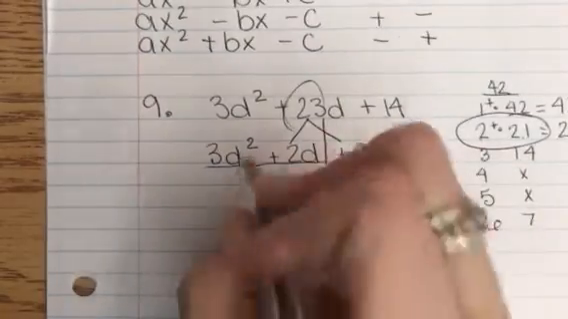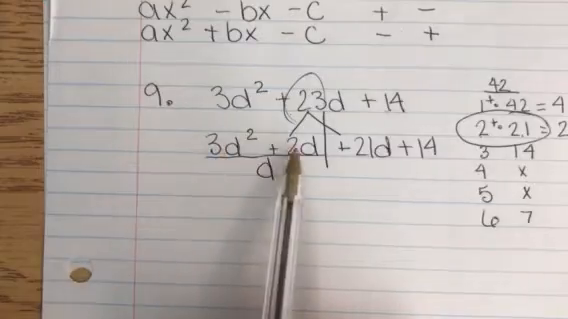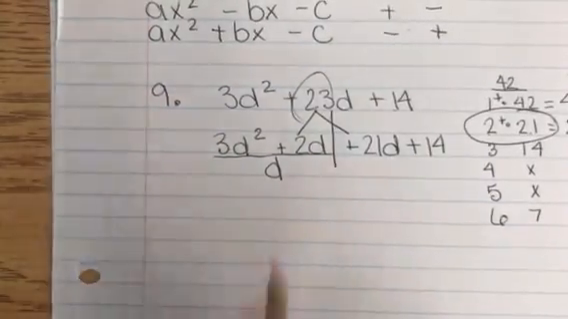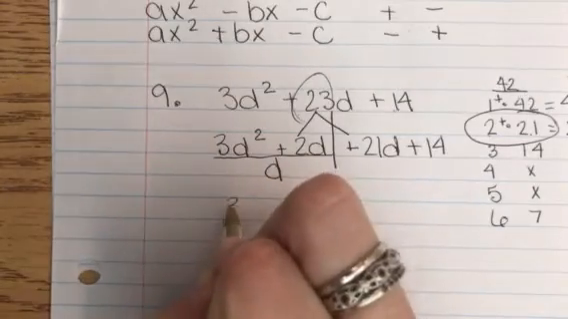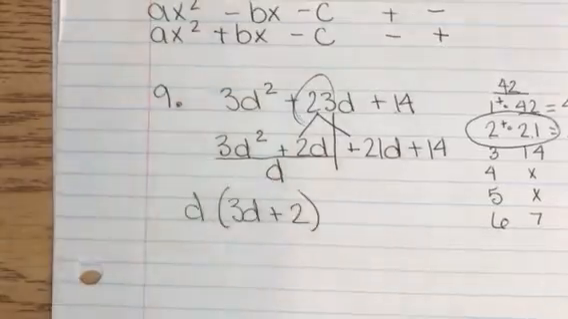So over here on the left-hand side, I have a GCF of d. The only thing that will go into 3 that will also go into 2 is 1. They both have the variable, and d is the smaller exponent. So when I divide that out, I'll get a 3d plus 2. My GCF will be out here in front.